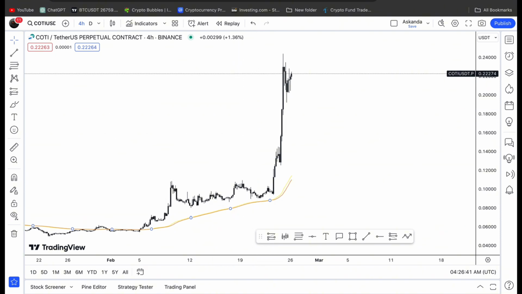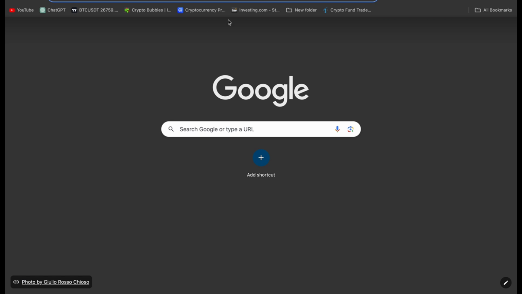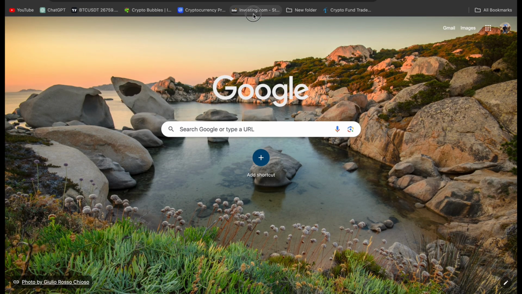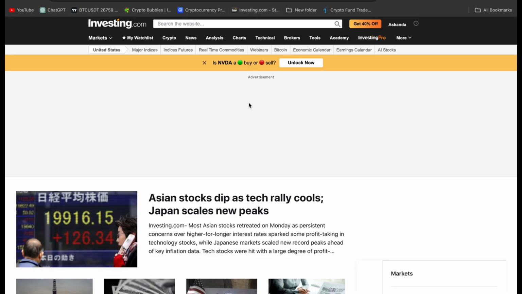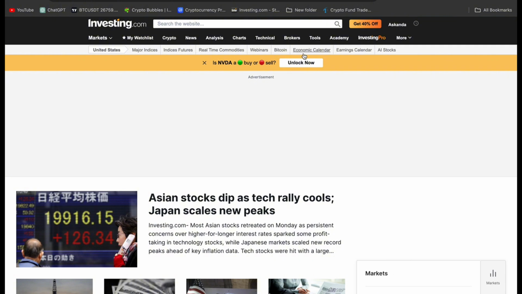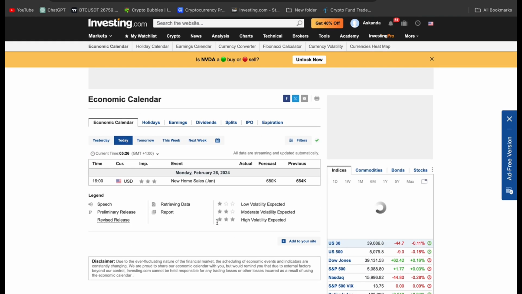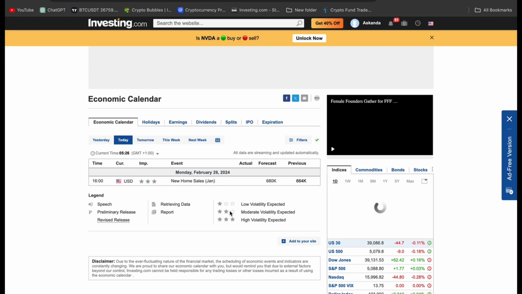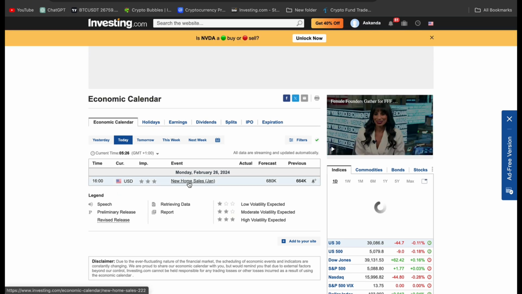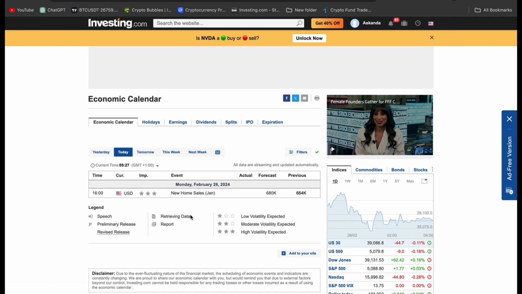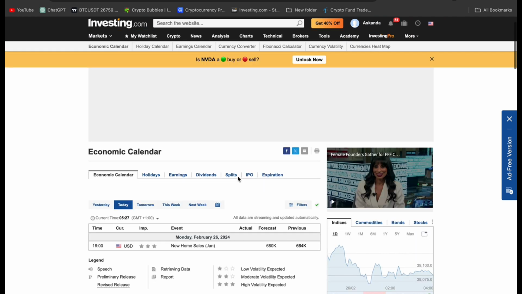So the next website that we have to visit is called investing.com. So I'll just click on investing.com here. When I click on investing.com, I'll now go to economic calendar. Okay, so you go to economic calendar here. We just want to know whether there are news events coming. If there are no news events, then we can start trading. So today we have new home sales. This is not a very high impact news, so we can go ahead and take a position.